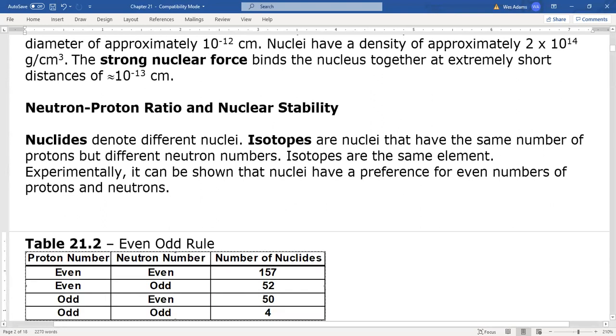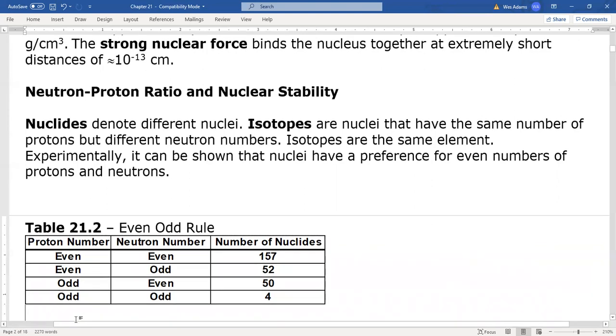And so if the protons and the neutrons are even, there are 157 known stable nuclides. Even-odd, 52. Odd-even, only 50. Odd-odd, there's actually only 4. For example, deuterium has 1 proton and 1 neutron, or nitrogen-14 has 7 protons and 7 neutrons, but there's only 4 of those.